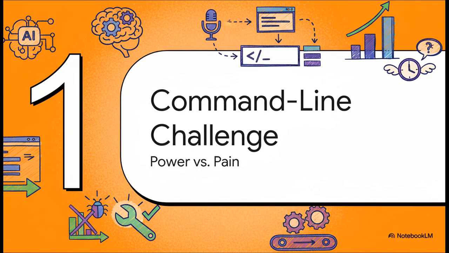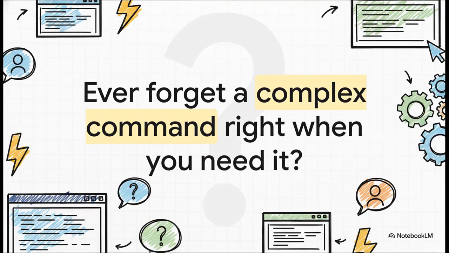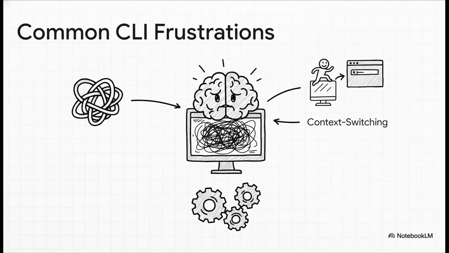The command line, the CLI, it is the heart and soul for so many of us in development, DevOps, you name it. It's where the real work gets done. But let's be honest, it can also be a massive pain. Aw, man, you know this feeling, right? You are deep in the zone, everything's flowing, and then, poof, your brain just hits a wall. You know you've used that command 100 times, but that one specific flag, that weird syntax, it's just gone. So frustrating. And this is the daily grind for so many of us, isn't it?